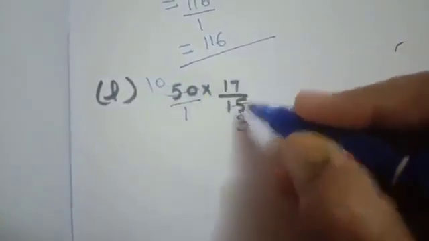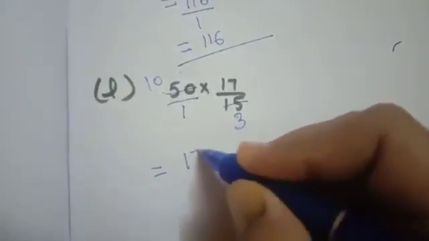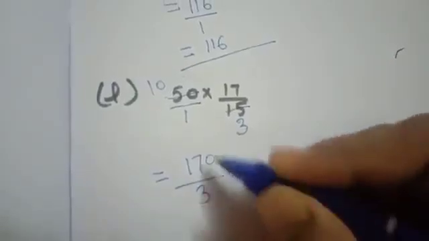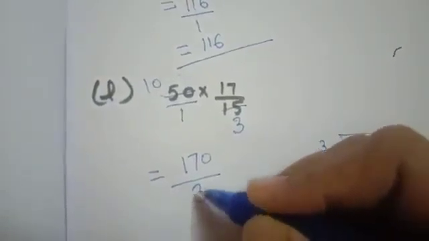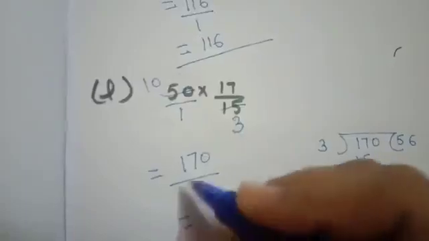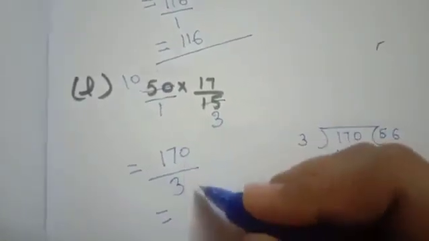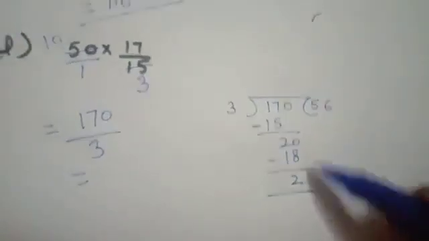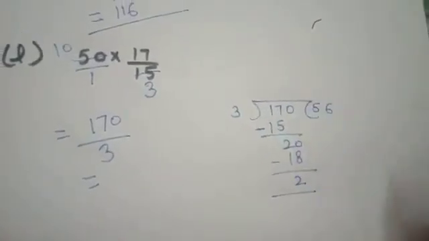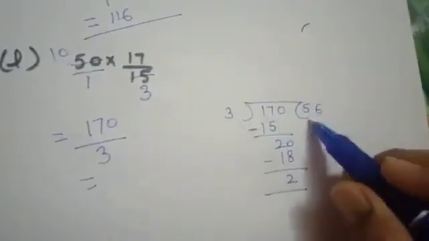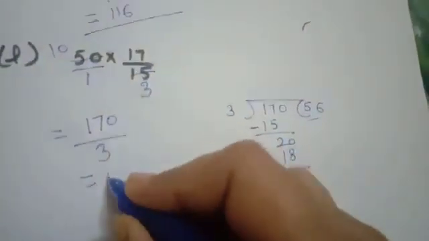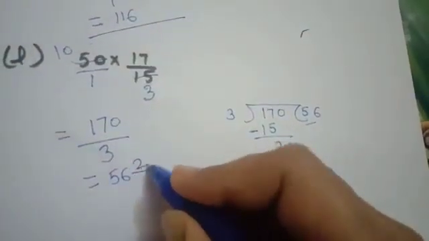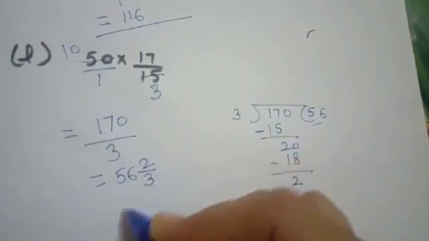So now 10 multiplied by 17 is 170. 1 three is 3. It's an improper fraction. So to convert into mixed, either you can divide it orally, or as this is a big number, you can find it by division. 3 fives are 15, 3 sixes are 18. 2 will be left, so this 56 will be the whole number. This 2 will be the remainder, and this 3 will be the denominator.